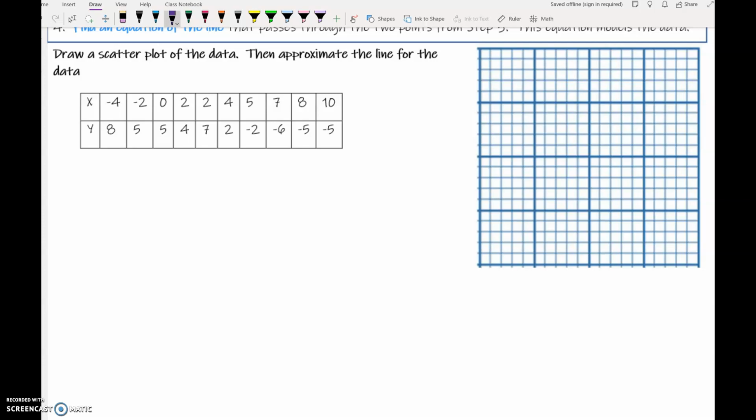So we're going to have the middle be 0, 0 like normal. So the point negative 4, 8. We need to plot the point negative 4, 8. Negative 4, 6, 7, 8. Negative 2, 5. 0, 5. 2, 4. You can pause the video so you don't have to keep listening to me. I'm going to pause the video and finish plotting these points.